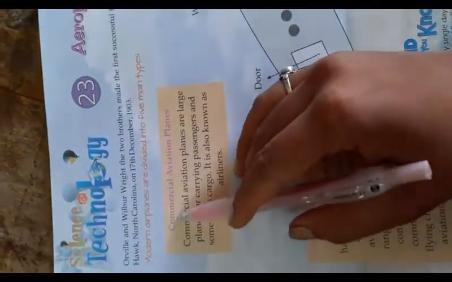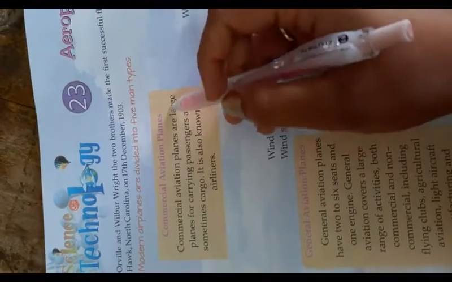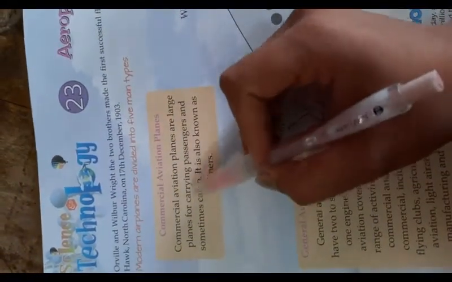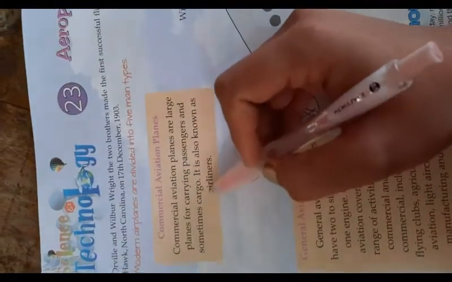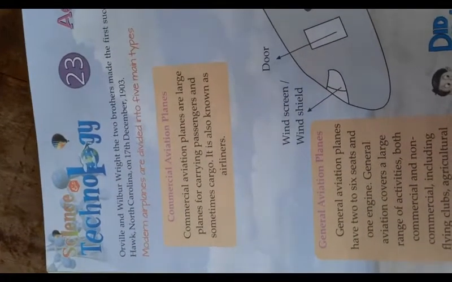Okay, now the first one we will start is commercial aviation planes. Commercial aviation planes are large planes for carrying passengers and sometimes cargo. They are also known as airliners. Now, what is the use of commercial aviation planes? They carry the passengers and sometimes the cargo.